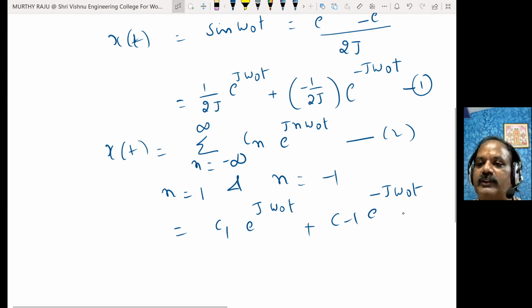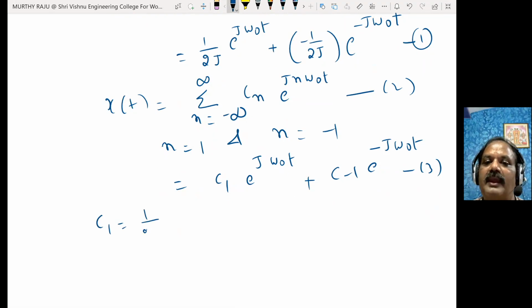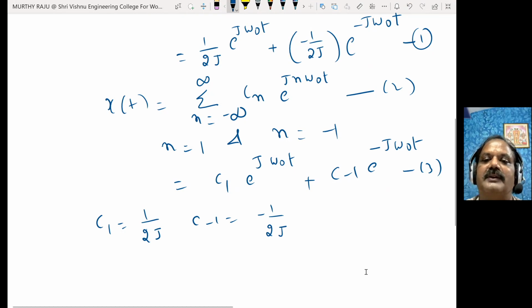Compare the first equation with the third equation. Therefore, c1 is equal to 1 by 2j, and c minus 1 is equal to minus 1 by 2j. Compare equations 1 and 3.